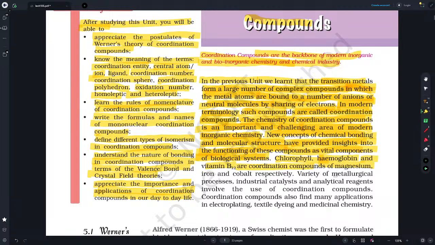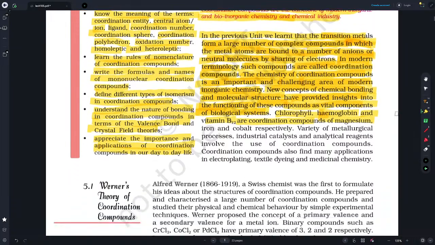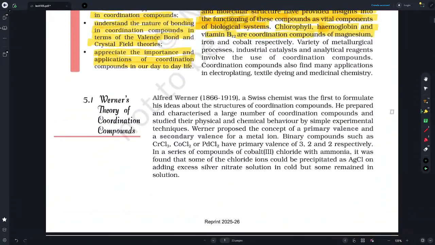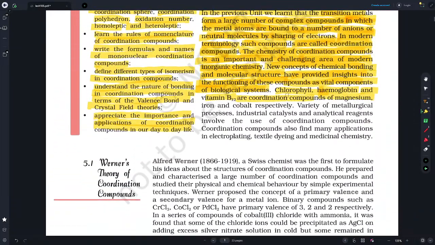Chlorophyll is a coordination compound of magnesium. Hemoglobin is a coordination compound of iron, and vitamin B12 is a coordination compound of cobalt.